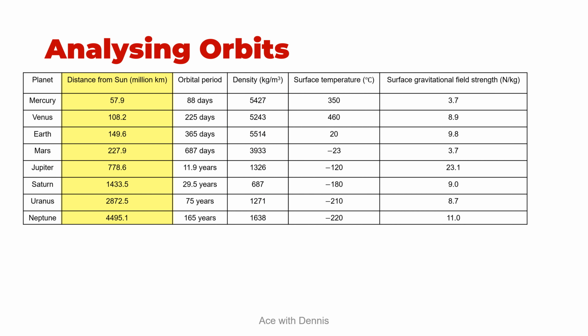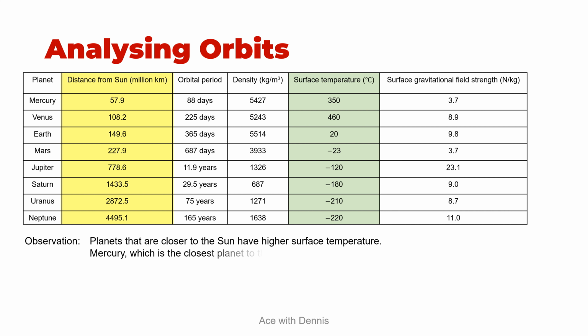Now let's compare the distance from the Sun with the surface temperature of the planets. As you can see here, the planets that are closer to the Sun have higher surface temperature compared to the planets that are further away from the Sun. So here's our observation. Planets that are closer to the Sun have higher surface temperature.